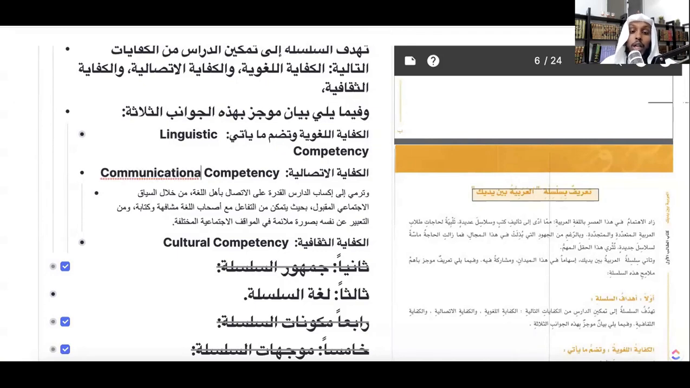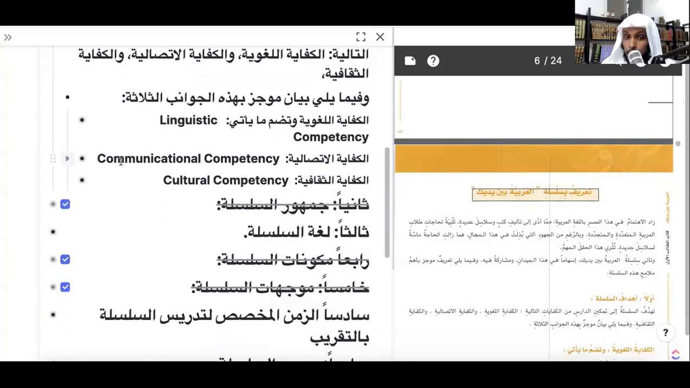Communicational competency, having the ability to communicate in the Arabic language, may it be via speech or via writing, whatever it is, being able to put across your thoughts in the Arabic language and having that interaction with people. A lot of the courses, they don't focus on this, or a lot of the series, they don't focus on this. Another important aspect or competency that you should, inshallah ta'ala, acquire towards the end of this series, may I say, is the cultural competency.